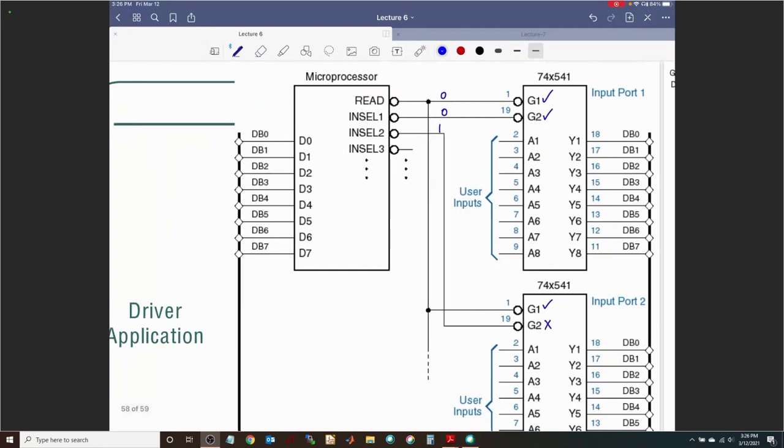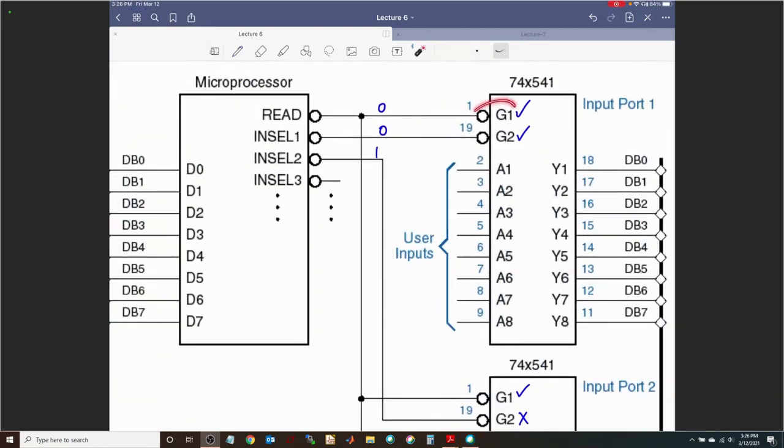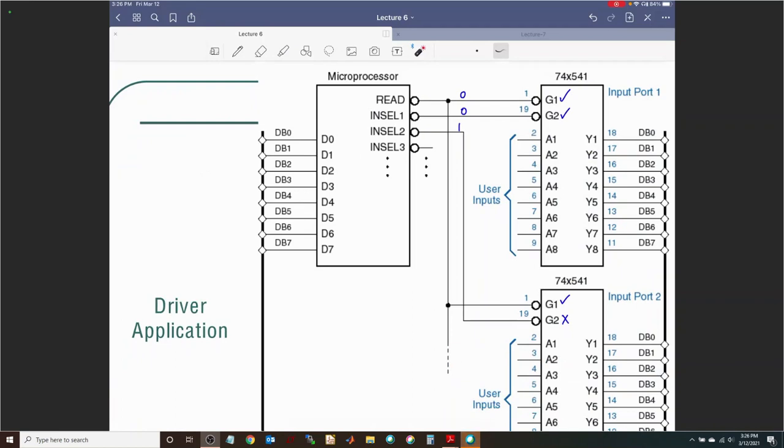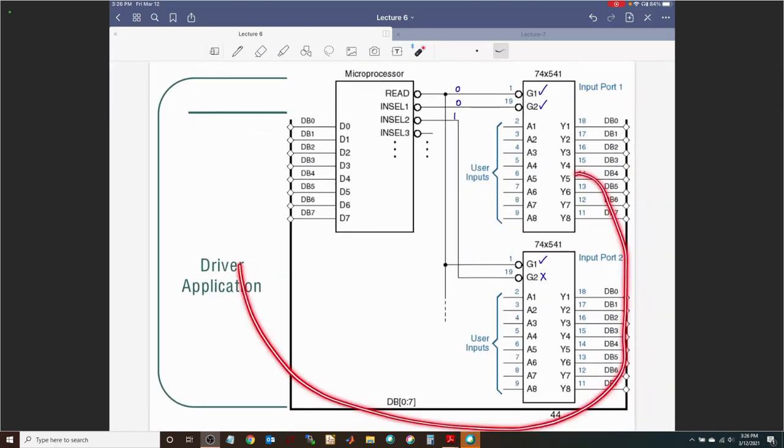Now let's try to see how this actually reads through. The chip is enabled now, the top chip. All these user inputs, YK will equal AK. So an 8-bit bus, data bus, least significant to most significant. An 8-bit bus that is connected to the output of this top 74X541 will be able to take user inputs from input port number one and provide them as an input to the microprocessor, thereby reading from input port number one. And this is an 8-bit bus.